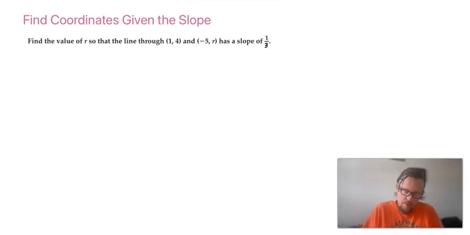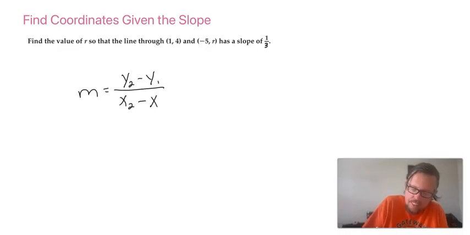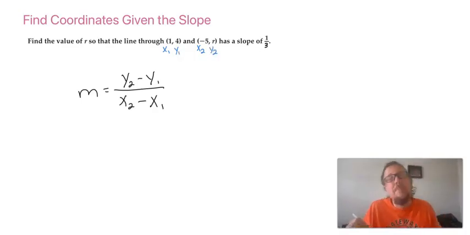So we're going to start off with our slope formula, which is m equals y2 minus y1 over x2 minus x1, and we're going to label the pieces that we have. Normally, we've got x1, y1, and x2 and y2. This time we have x1, y1, and x2, but we don't know y2. Y2 is a variable. But we have something else. We have m. We know m is going to be 1/3.